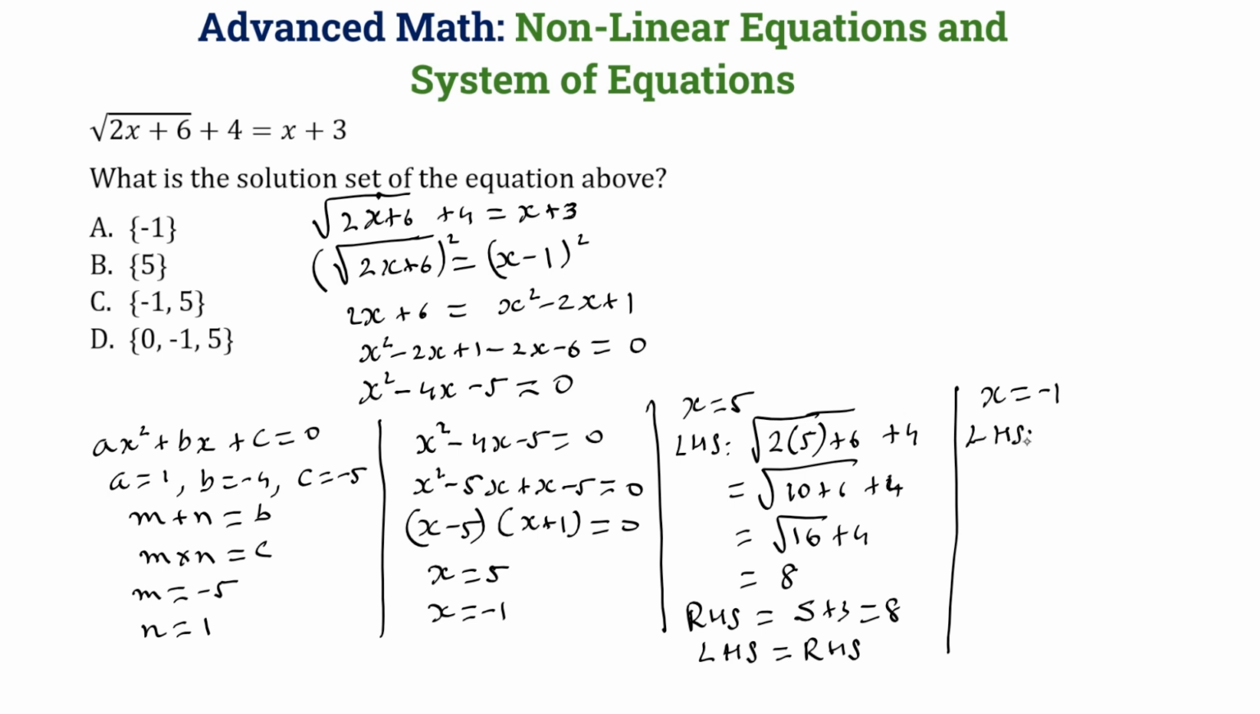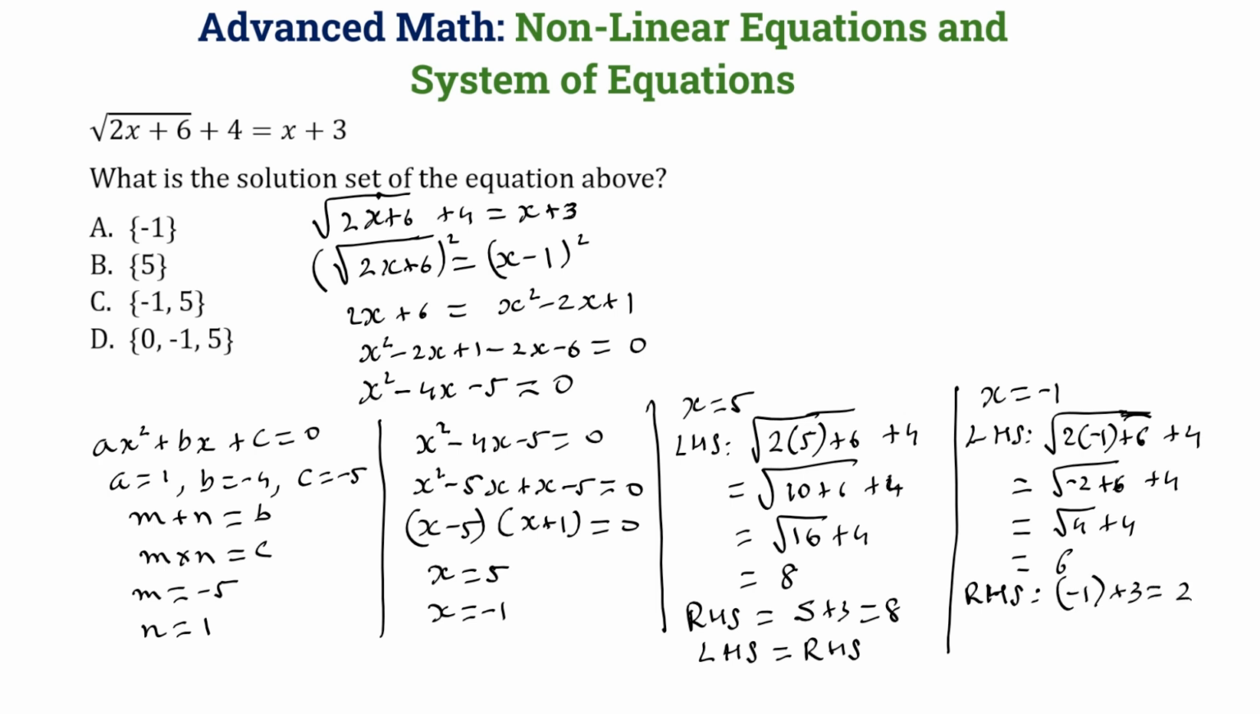So let's look at the left hand side. We'll get square root of 2 times -1 plus 6 plus 4, which is going to be equal to square root of -2 plus 6 plus 4. And so we'll get square root of 4 plus 4, which is going to be equal to 6 itself. And the right hand side is going to be -1 plus 3, which is going to be equal to 2.